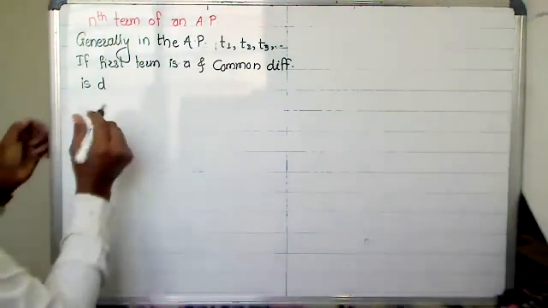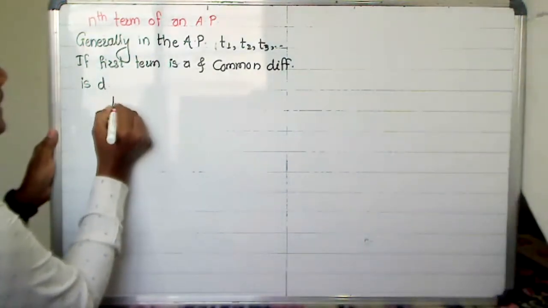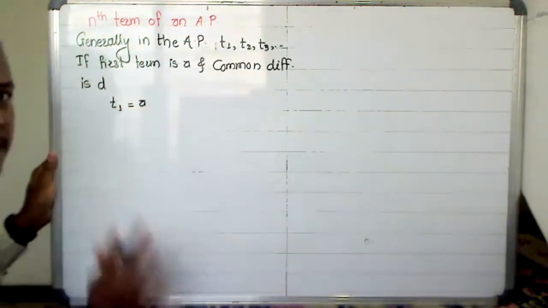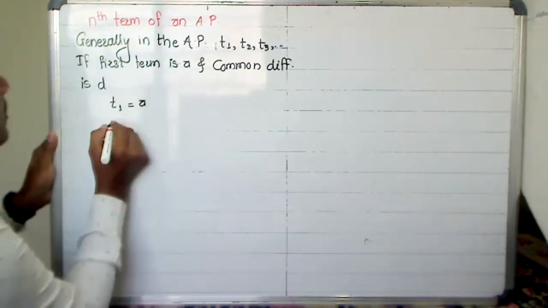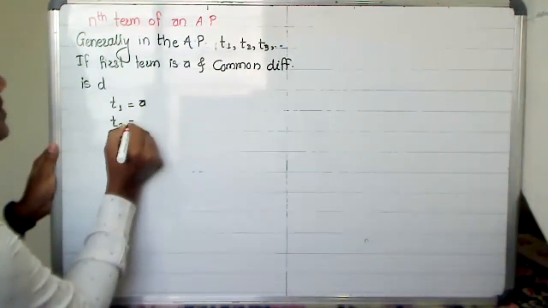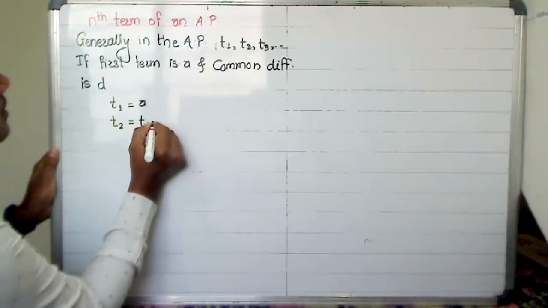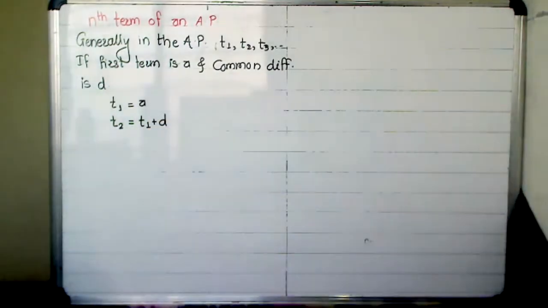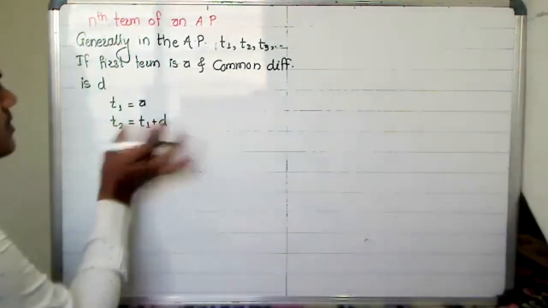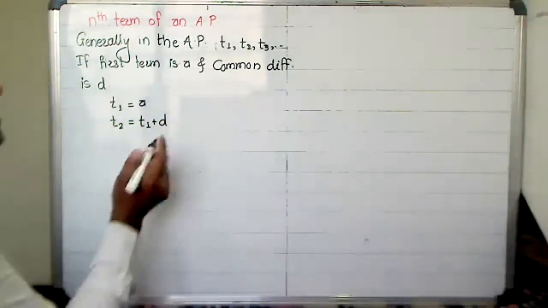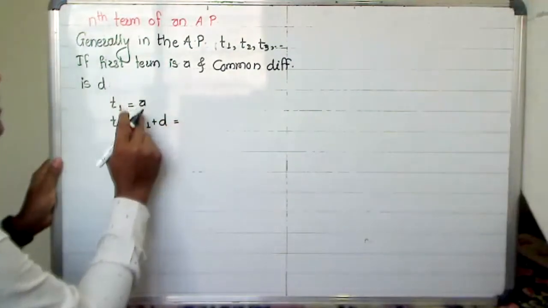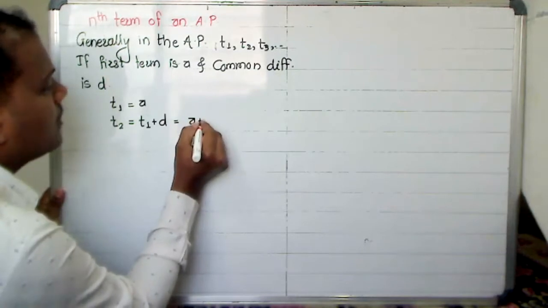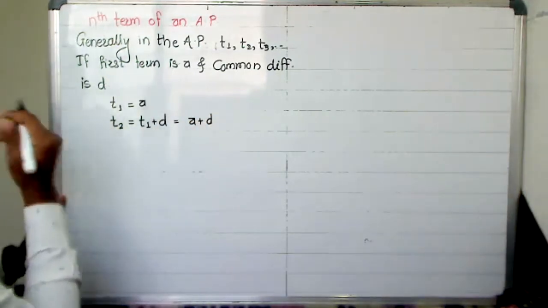Then we can write T1 is equal to A. Okay, so T1 is equal to A, and we know that T2 is equal to T1 plus D. Okay, so by using this formula, we find the next term. But the value of T1 is A. So A plus D.